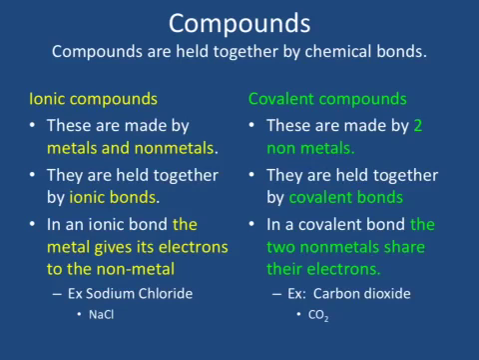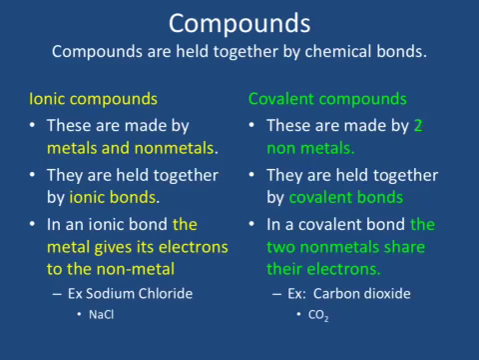So covalent compounds are made by two nonmetals. Again, covalent compounds are made by two nonmetals. Let's go ahead and fill that in. They are held together by a chemical bond called a covalent bond. So covalent bonds hold covalent compounds together. Covalent compounds are made of two nonmetals.